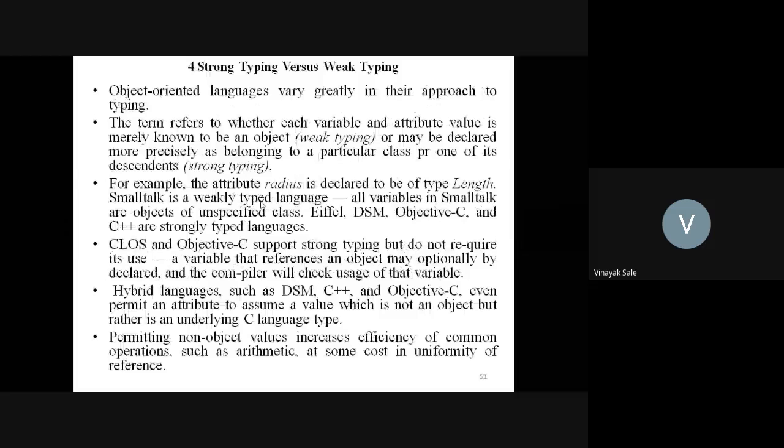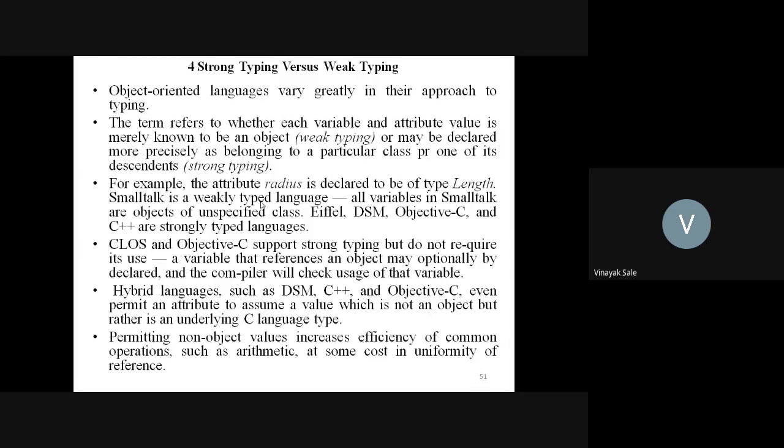Then fourth, strong typing versus weak typing. Object oriented languages vary greatly in their approach to typing. The term refers to whether each variable and attribute value is merely known as an object, that is weak typing, or may be declared precisely as belonging to a particular class or one of its descendants. That is strong typing. For example, the attribute radius in the case of the class is declared to be of type length.